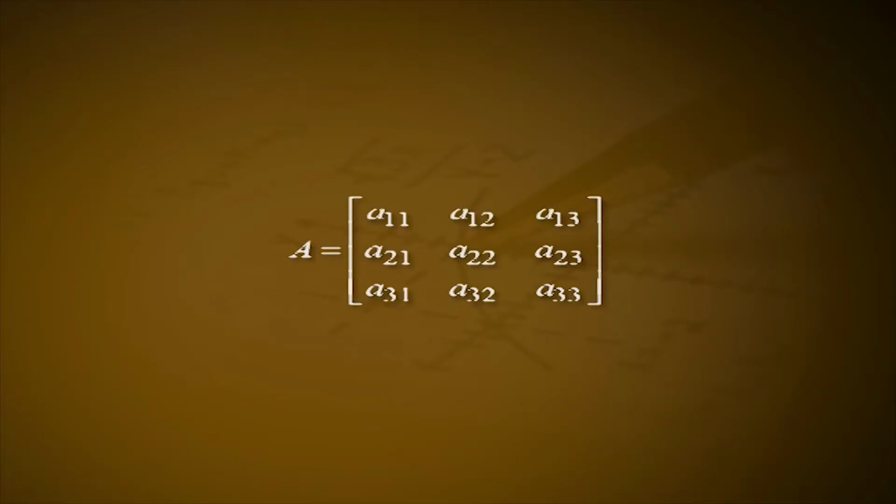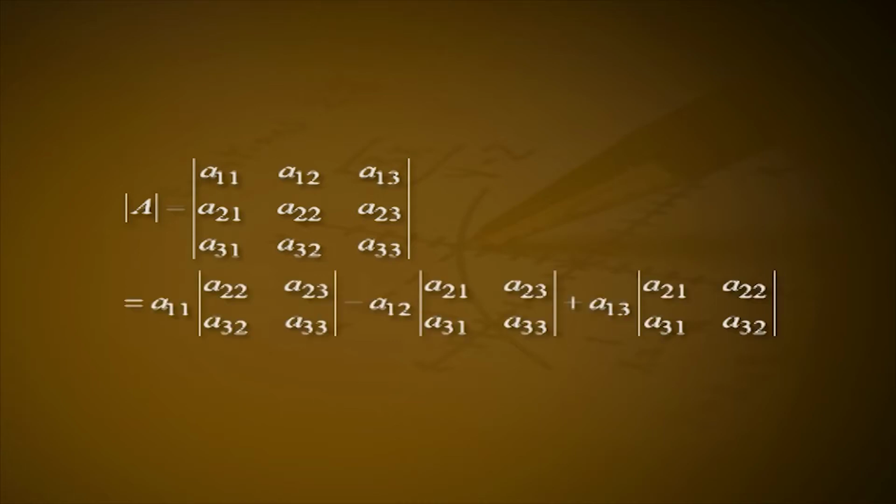The determinant of a 3 by 3 matrix A equal to A11, A12, A13, A21, A22, A23, A31, A32, A33 is defined by determinant of A is equal to A11 into determinant of A22, A23, A32, A33 minus A12 into determinant of A21, A23, A31, A33 plus A13 into determinant of A21, A22, A31, A32, which is equal to A11 into (A22 into A33 minus A32 into A23) minus A12 into (A21 into A33 minus A31 into A23) plus A13 into (A21 into A32 minus A31 into A22).